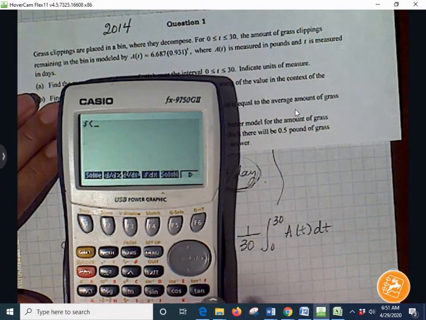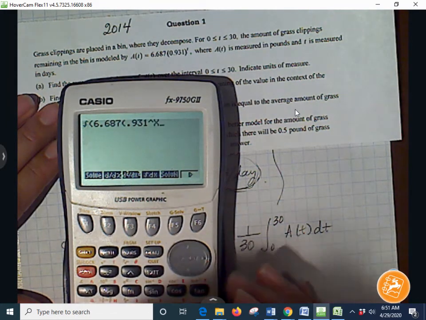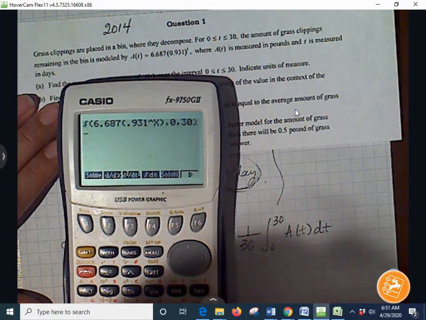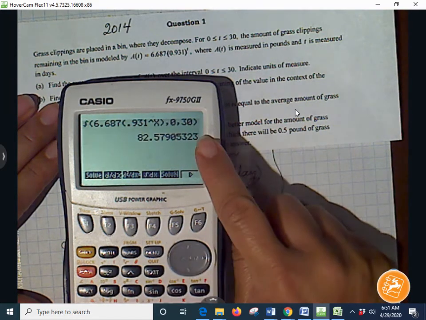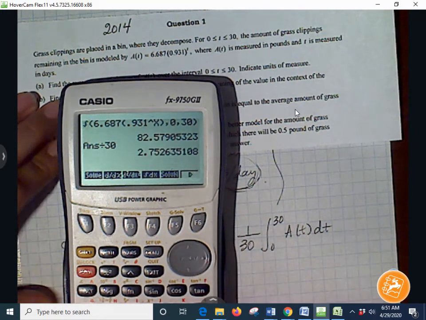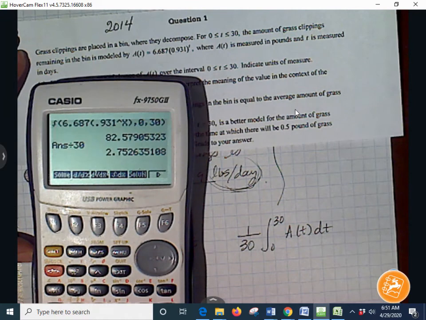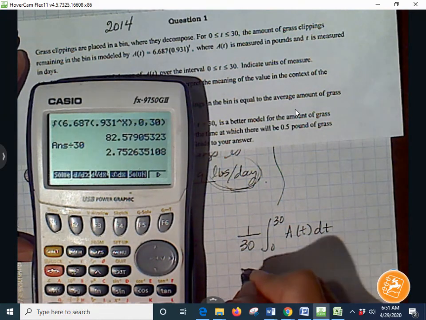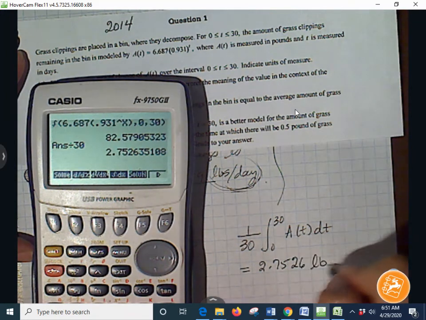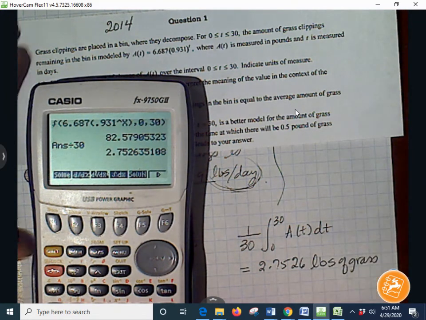So it's going to be 6.687 parentheses 0.931 raised to the x, comma 0, comma 30. That's just the integral. Then I'm going to divide by 30, and that's what I get. So this is equal to 2.7526 pounds of grass. That's the average amount.